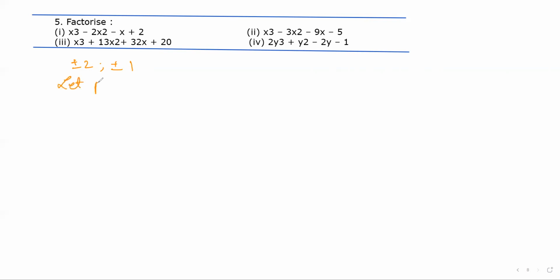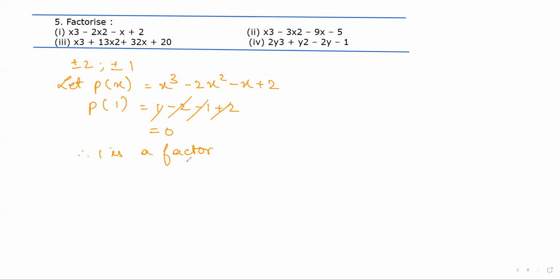So let P of x be equal to x cubed minus 2x squared minus x plus 2. Therefore, let's calculate for these values. P of 1 will be equal to 1 minus 2 into 1 squared minus 1 plus 2, whose value is 0. Therefore, 1 is a root or zero of P of x. If this is true, x minus 1 is a factor of P of x.